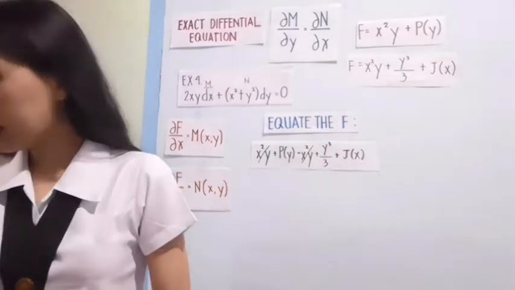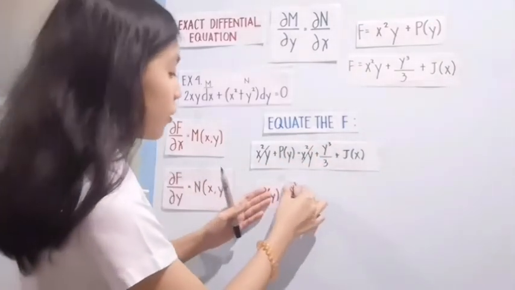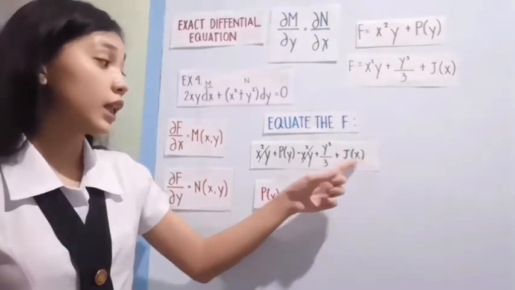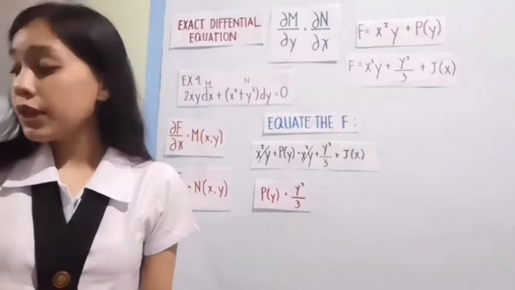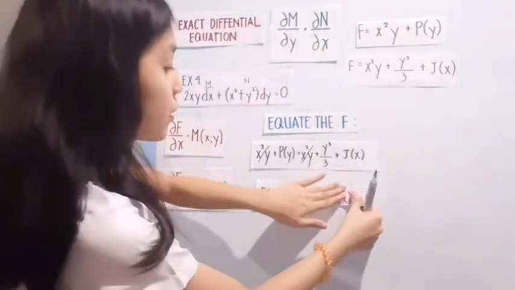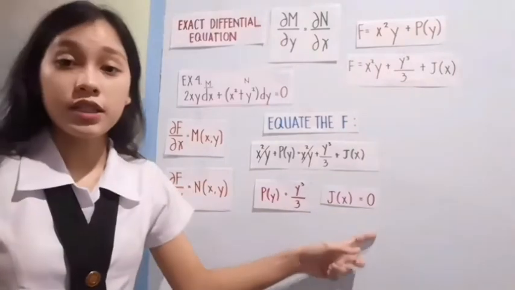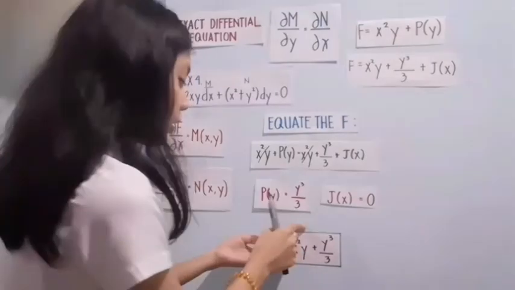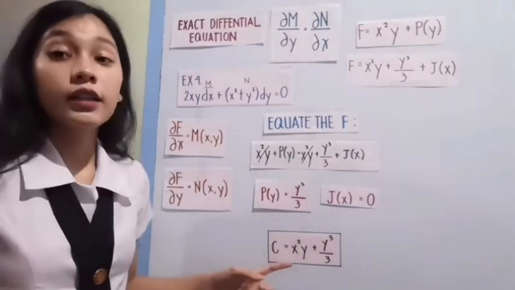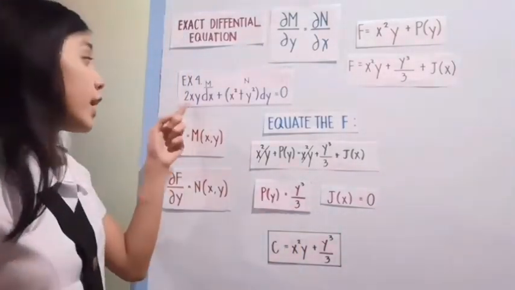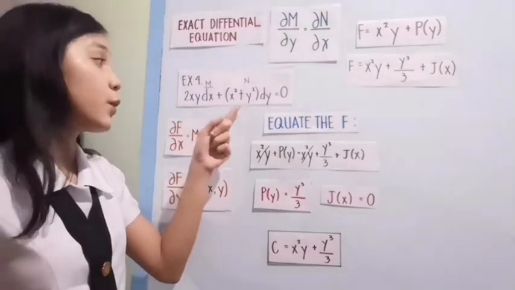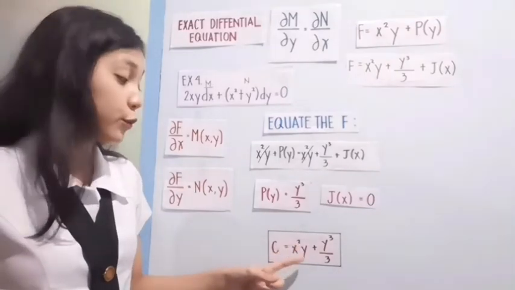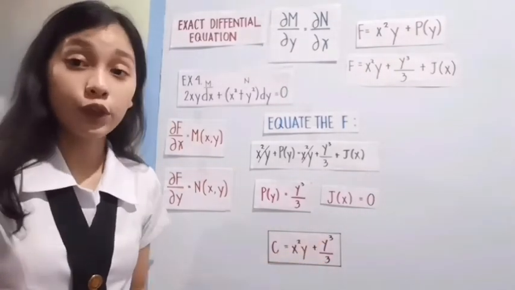So, yung py natin ay magiging y raised to 3 all over 3. And yung jx naman natin, dahil walang natirang value dun sa kabila, ang sagot naman dun ay jx is equals to 0. Therefore, our final answer will be C. The exact differential equation of 2xy dx plus x squared plus y squared dy is C is equals to x squared y plus y raised to 3 all over 3.